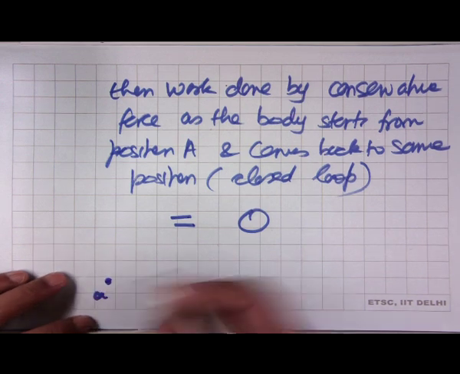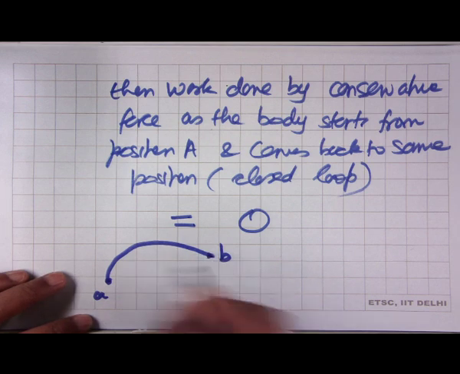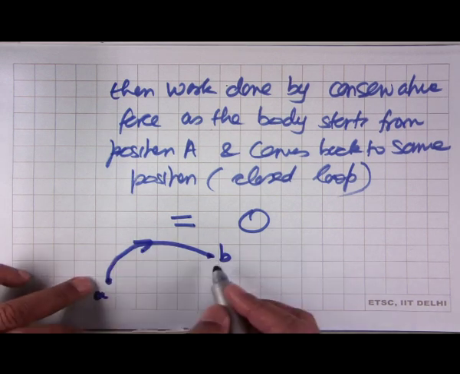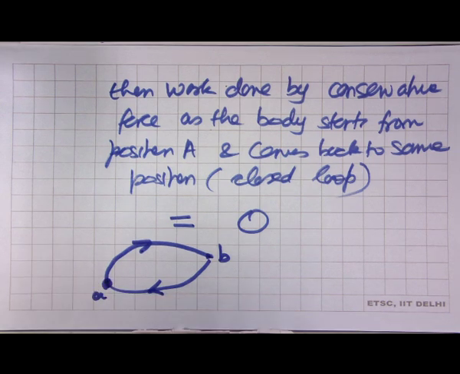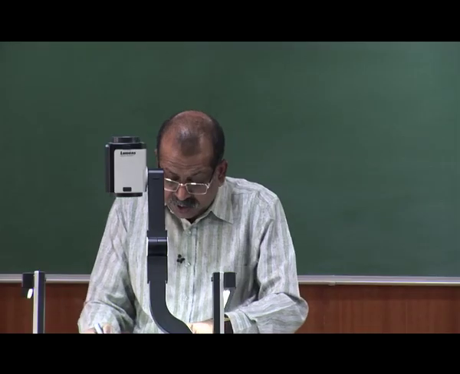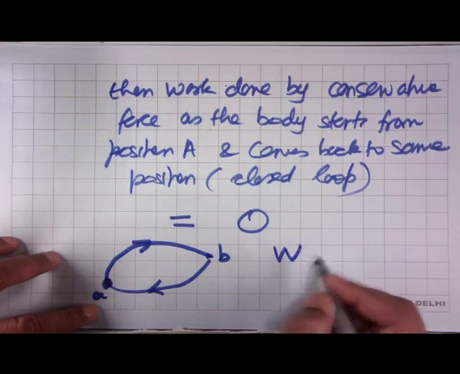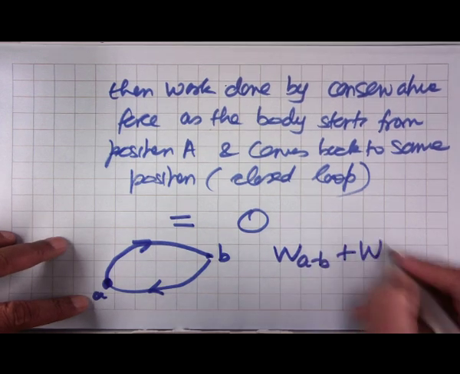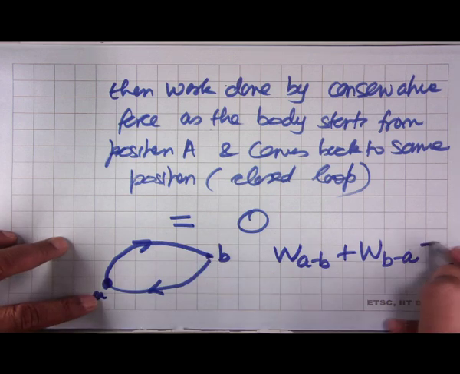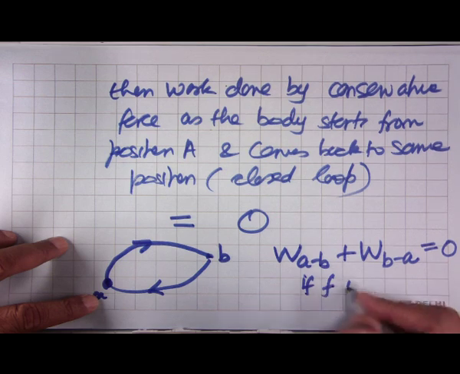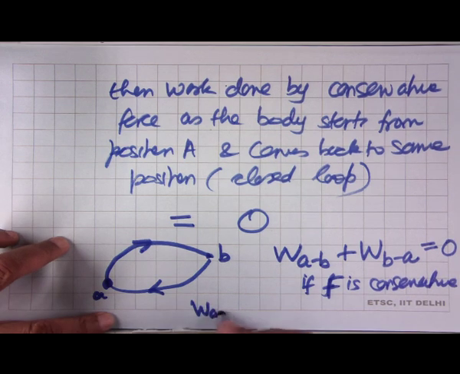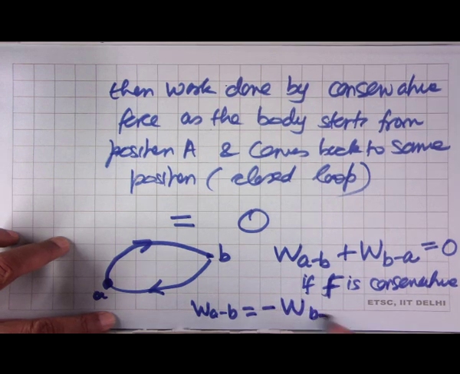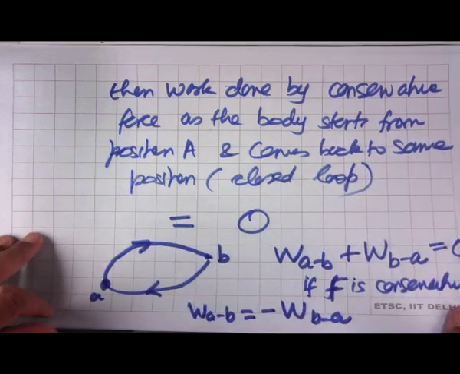So, in particular, if we have two positions A and B and the particle moves under the influence of a conservative force from A to B, and comes back from B to A, then the work done by the conservative force will be equal to 0. So the work done from A to B plus the work done from B to A is equal to 0 if F is conservative. And what this tells you is, the work done from A to B is equal to minus the work done from B to A for a conservative force.